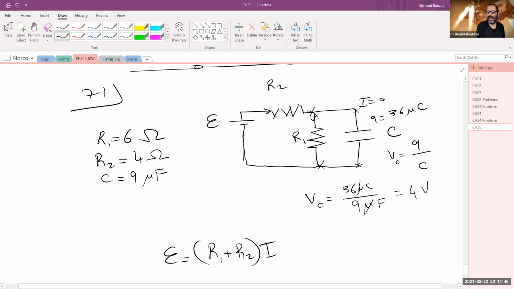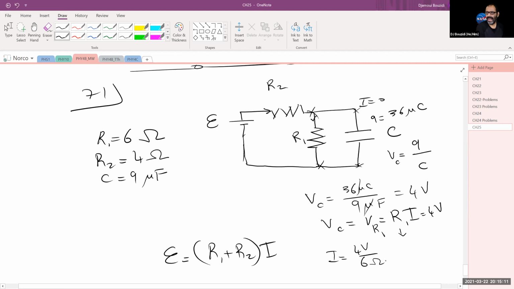Did I do it correctly, 36? Yeah, that is 4, isn't it? Okay, so now I is given by the current through R1. So VC is the voltage across R1, which is equal to R1 times I, and this is equal to 4 volt. And R1 is 6 ohms, so we can find what I is. I is 4 volt over 6 ohms, and this gives me 2/3 of an amp, okay?